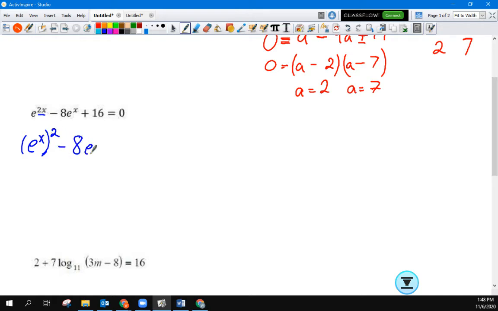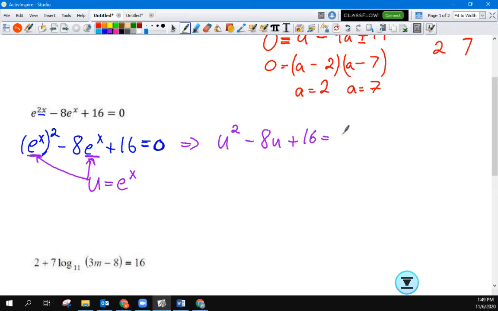So I'm going to change that and rewrite, and you start seeing a pattern emerge. This is e to the x squared, and this is e to the x, and this doesn't have an e to the x. I'm going to use factoring by substitution. So basically I'm going to say u is e to the x, and use this u to rewrite my equation, because I have an e to the x here and an e to the x here. So this is u squared minus 8u plus 16 equals 0.